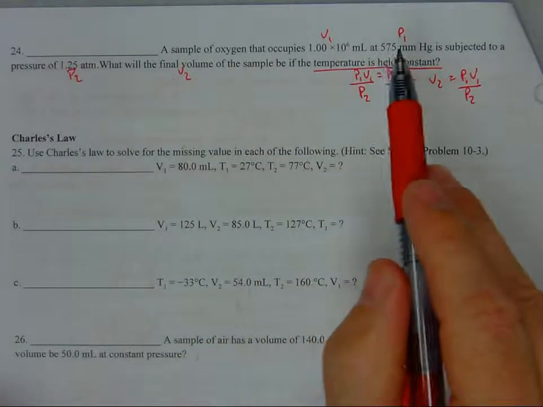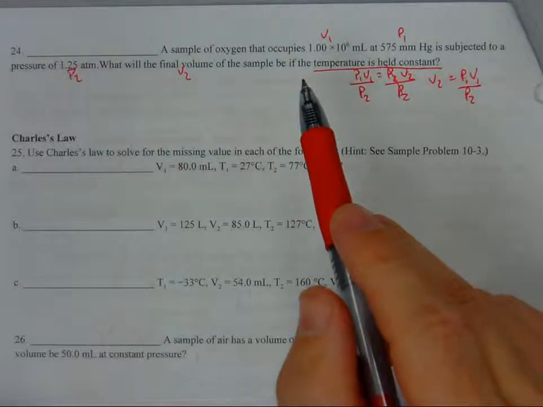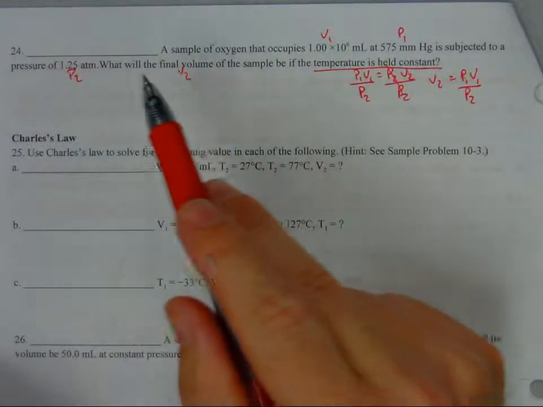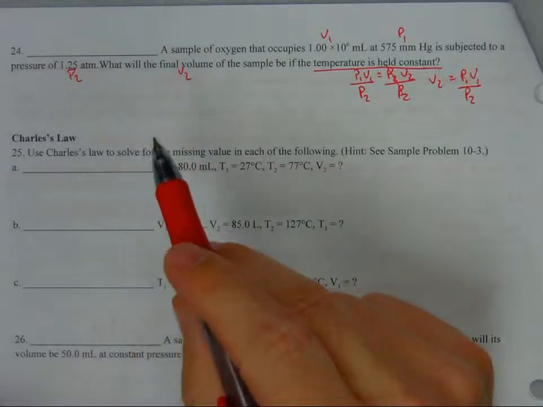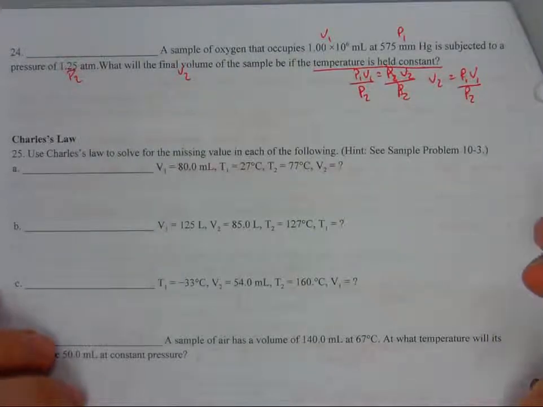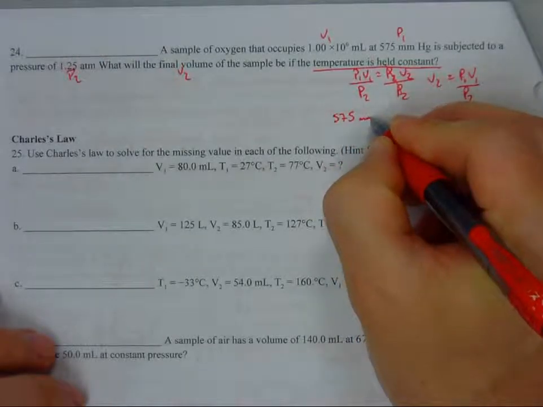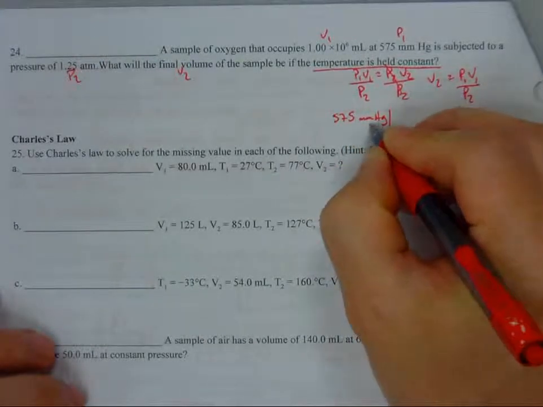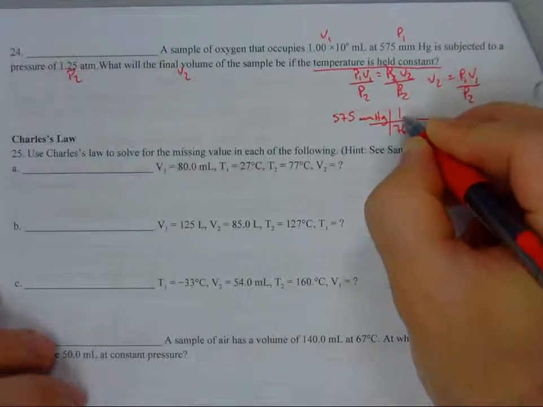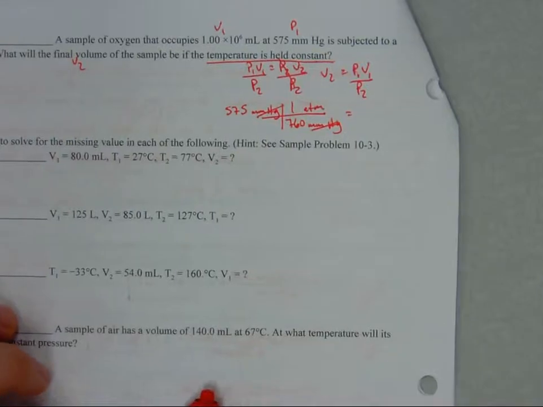So we're going to have to convert one of these values for pressure into the other unit. It doesn't matter which one you do. If both pressure units are in millimeters of mercury, they'll successfully cancel. If both are in atmospheres, they'll successfully cancel. So let's just pick one. Let's convert 575 millimeters of mercury into atmospheres. Millimeters of mercury cancel, so I'm left with that simple division.